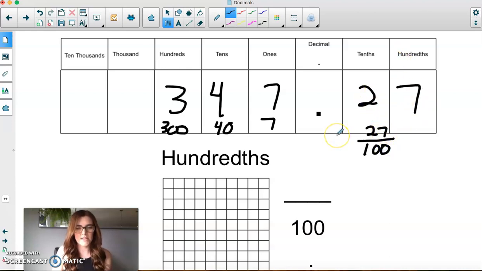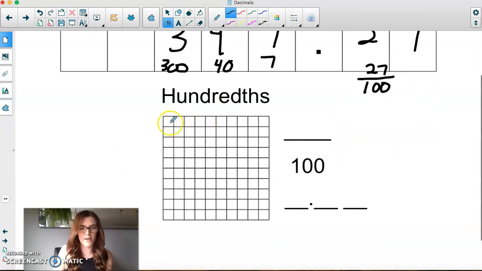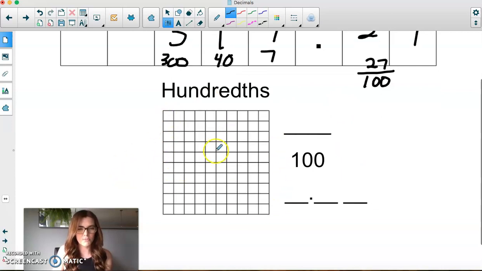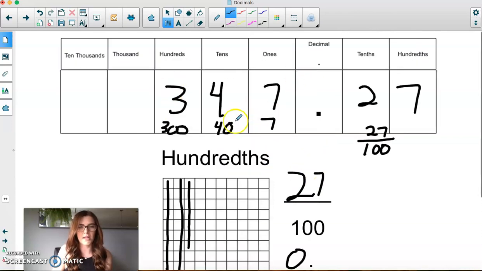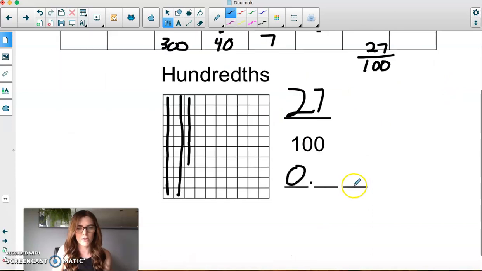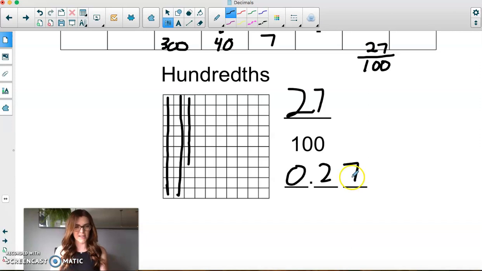Now, if we were to take that 27 hundredths and put it in our diagram right here, we have this hundreds block. There are 10 rows of 10, so we're going to color in 2 full rows to make 20. So 10, 20, and then we're going to color in 7 extra blocks. 1, 2, 3, 4, 5, 6, 7. Our fraction is 27 hundredths, and our decimal is 0 because we do not have a whole. We're not going to be looking at this number here. We're looking at just the decimal part. And 27 hundredths, just like that.